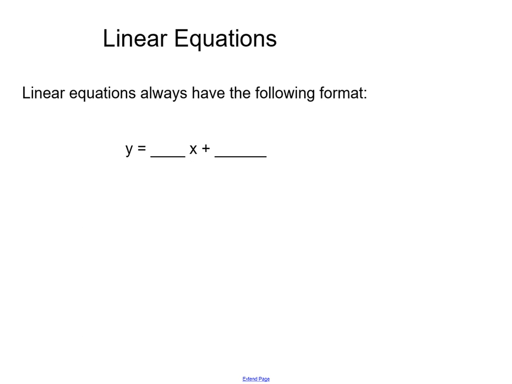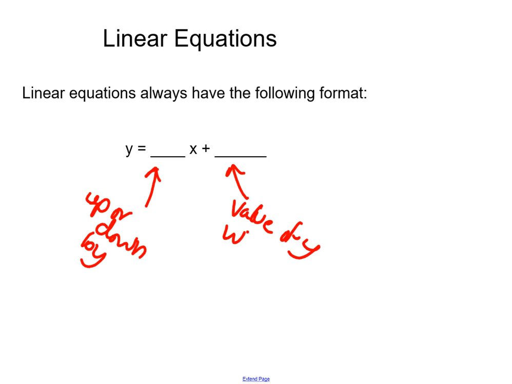And linear equations have two pieces. We looked at this when we were looking at our visual patterns. So the parts are what you go up or down by. And this one's a little bit trickier. When we were looking at visual patterns, we talked about what pattern picture number 0 would look like. So this particular one is the value of your y when x is 0. And we'll talk a little bit more about that as we do work in this unit.